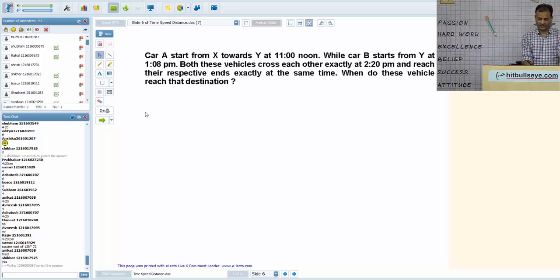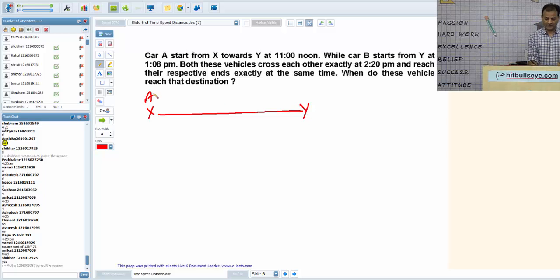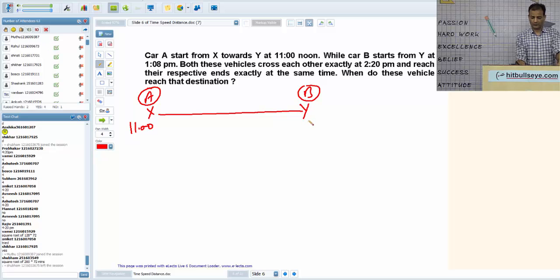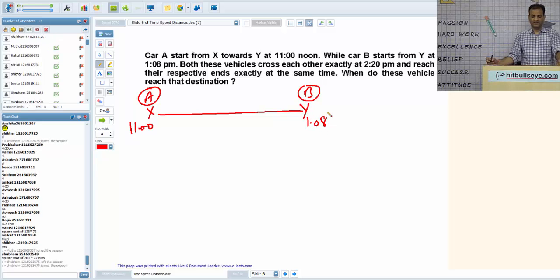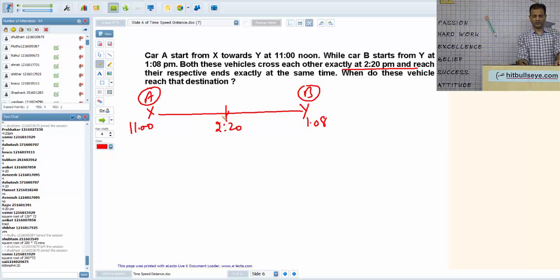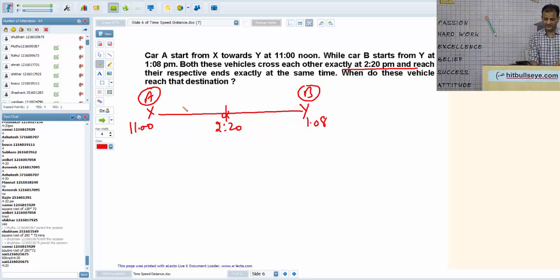Okay, now let's see. Car A starts from X toward Y. Now these are distances X and Y. This is car A, and from here car B. It is starting at 11, and this is starting at 18. Both these vehicles cross each other exactly at 2:20 p.m. Suppose they are crossing here. It is 2:20 p.m. and at these respective ends, after crossing they take the same time. Now let's take this distance as A and this as B.